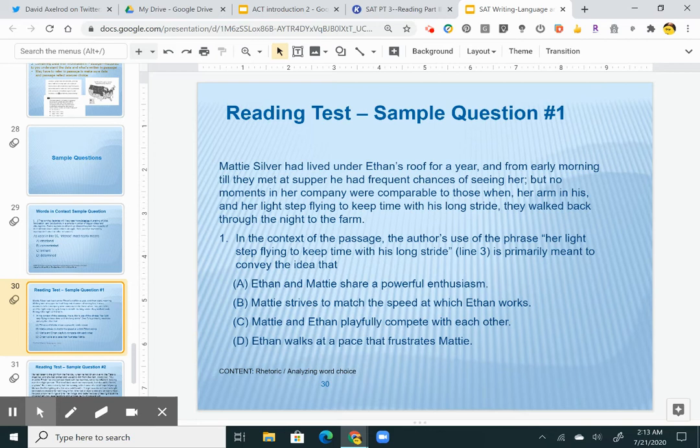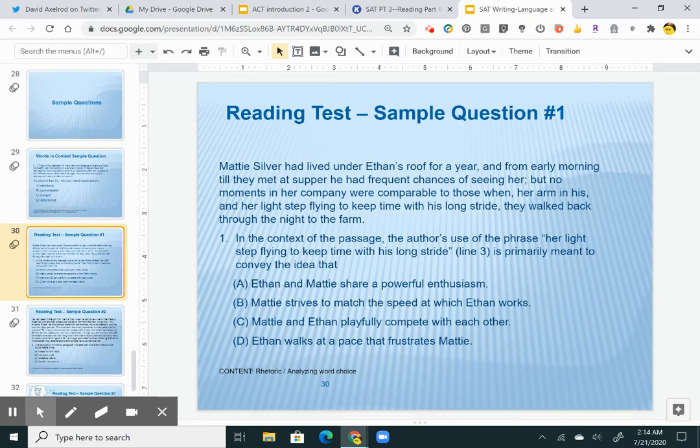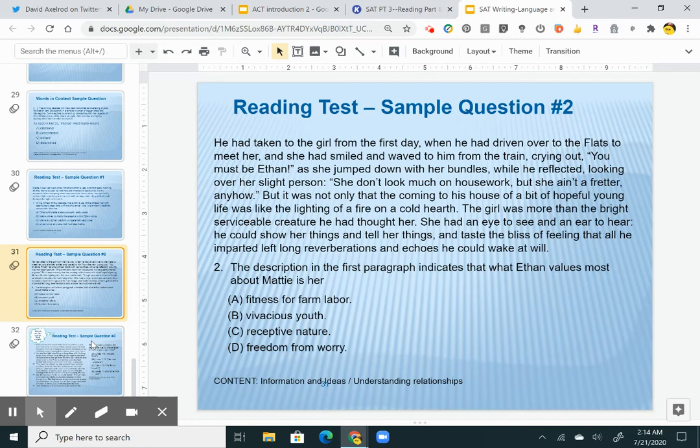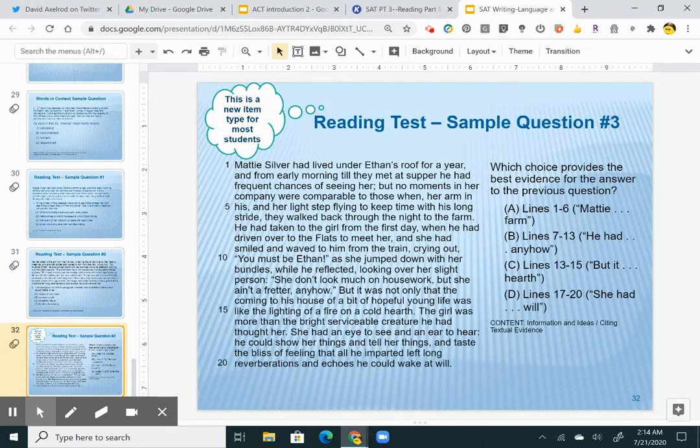Here's an example of a sample question. In the context of the passage, the author's use of the phrase "her light steps flying in time to keep with his long stride" is primarily meant to convey the idea. So again, how does that function? You're going to be asked to understand how phrases function as well as words sometimes. The description in the first paragraph indicates that what Ethan values most about Maddie is her. So again, this is more of an inference question or an understanding relationships question between the two characters. Often this is found in the literature passage. That's usually the first passage, and then which choice provides the best evidence for the answer to the previous question.